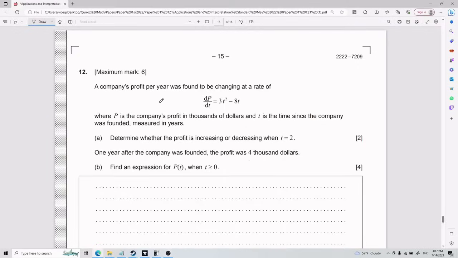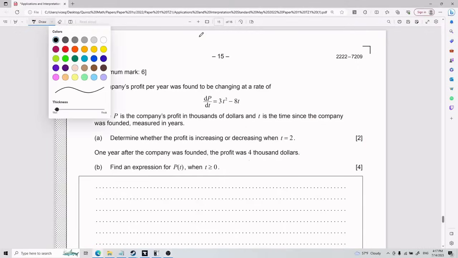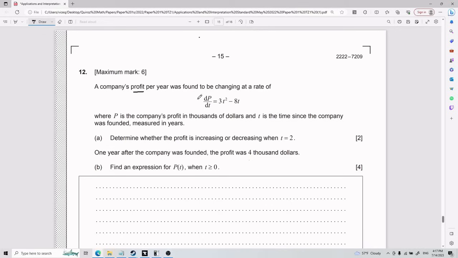All right, and now for number 12, we have that a company's profit per year was found to be changing at a rate of blah. Where P, okay, P is company's profit in thousands of dollars, and T is time. Which time? Time since the company was founded. Okay, all of this, units, years. Part A, determine whether the profit is increasing or decreasing when T equals 2. Okay, cool. Let's figure it out.